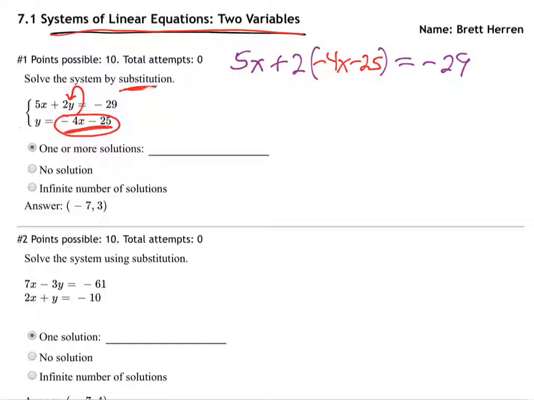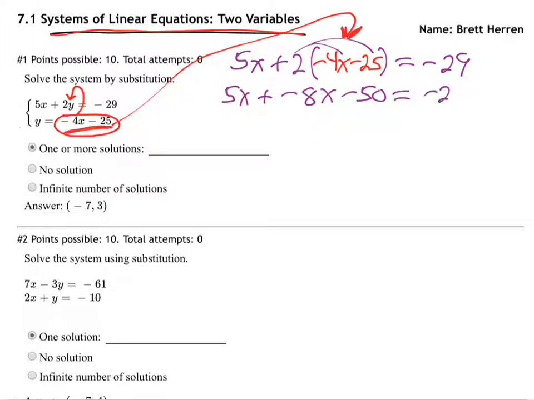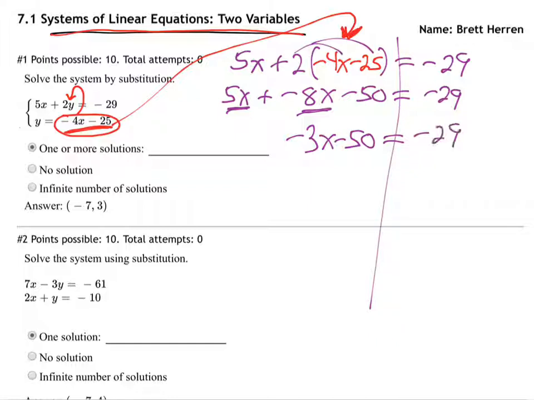All right, plug this in right there in the place of y. What does that give me in my equation? 5x plus, and then this 2 is going to distribute, negative 8x minus 50 is negative 29. So 5x minus 8x, combining like terms, that's minus 3x. Now you see how that gets me down to only one letter. Now my only letter is x, and I can solve for x.